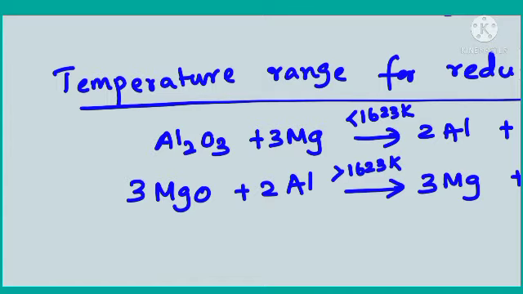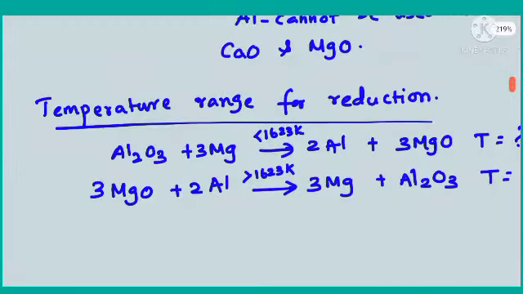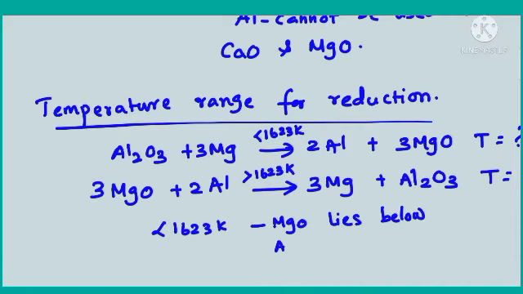Okay, right. So from this, we are able to understand that below 1623 Kelvin, the magnesium line is lying below in the diagram, and aluminum oxide is lying above. So at less than 1623 Kelvin, the magnesium oxide formation line lies below, and the aluminum oxide Al2O3 formation line lies above. Now, which is lying below can act as a reducing agent. That is, magnesium can act as a reducing agent for reducing alumina into aluminum below 1623 Kelvin. Okay, right.